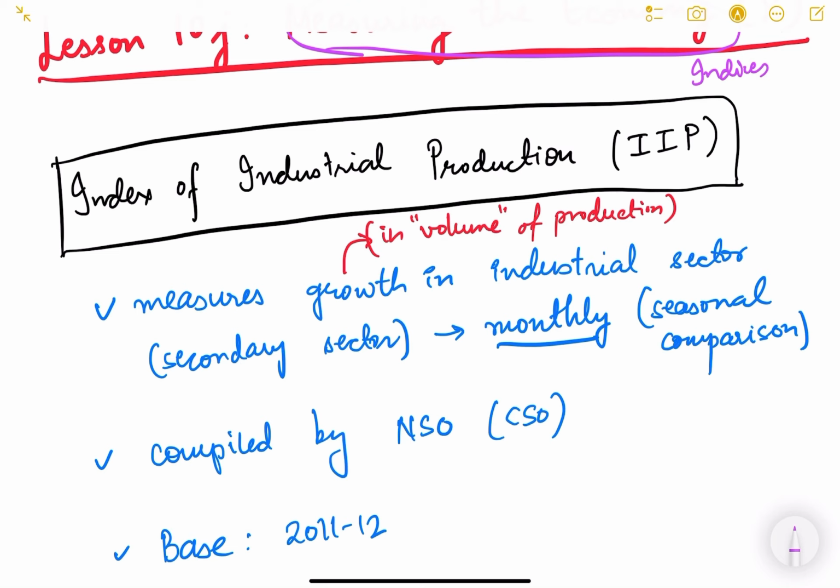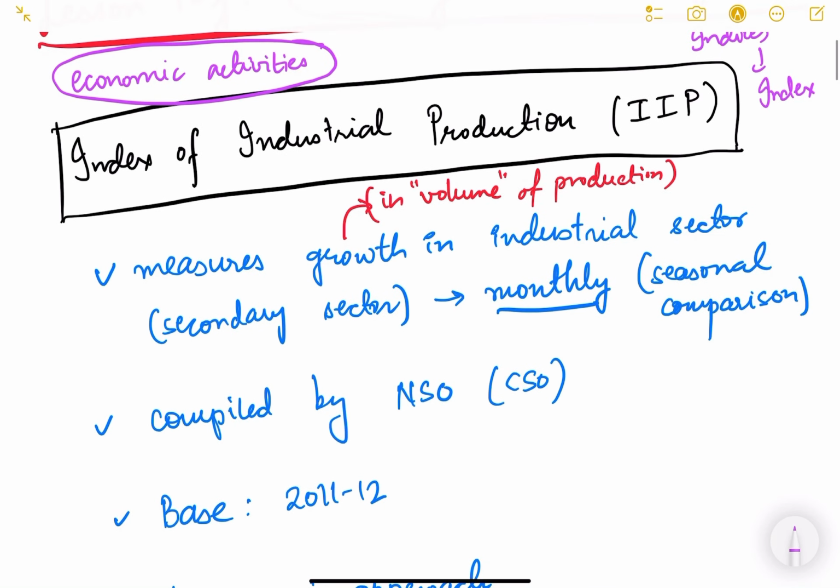So in this particular video, we will be studying different indices. Indices is the plural form of index. We will be studying different indices which measure economic activity in different sectors, and they are important to know what is happening in the economy in different sectors. The first that we are going to look into in detail today is the index of industrial production.